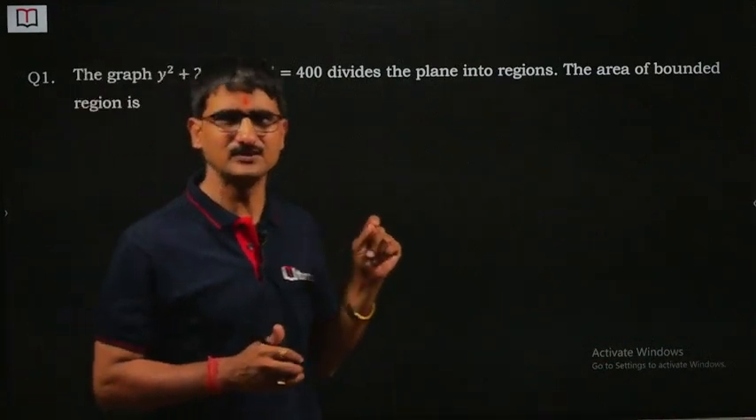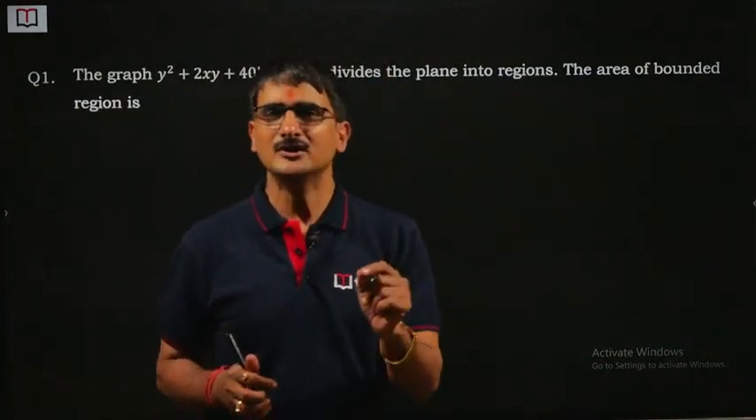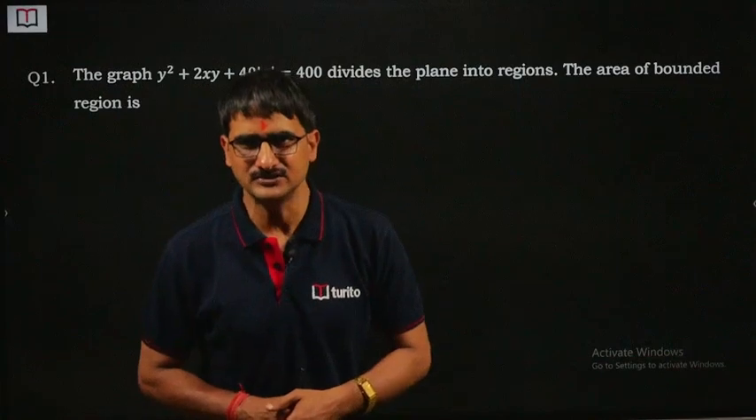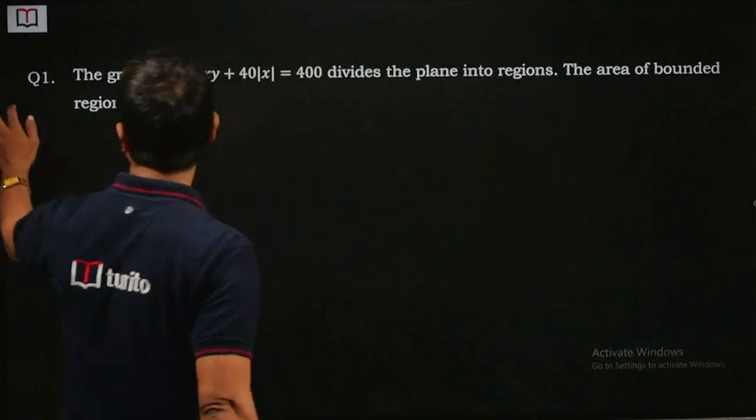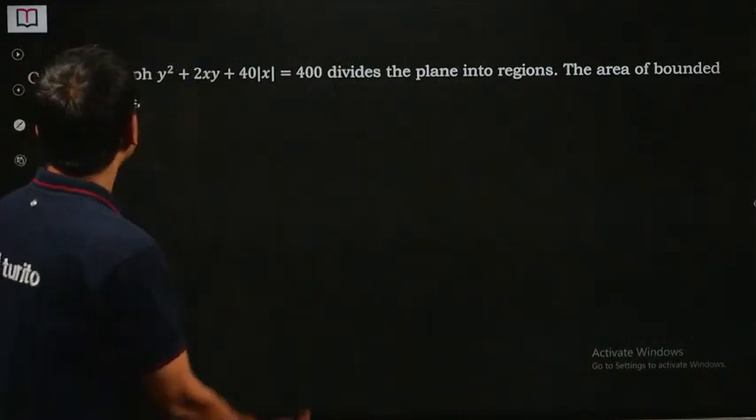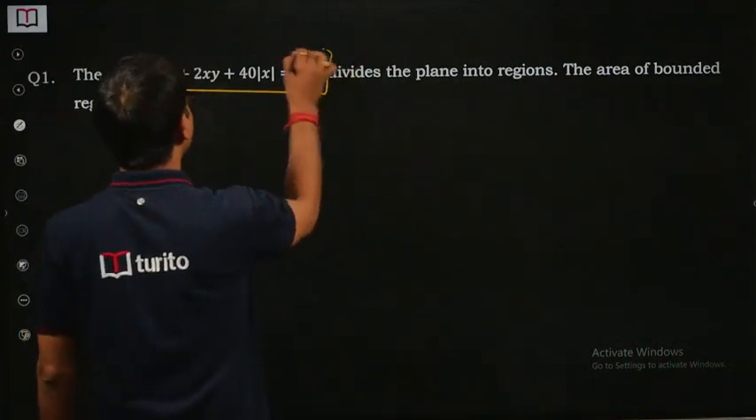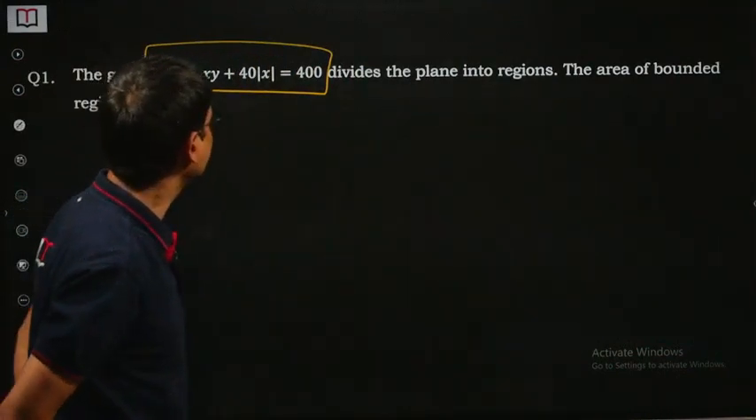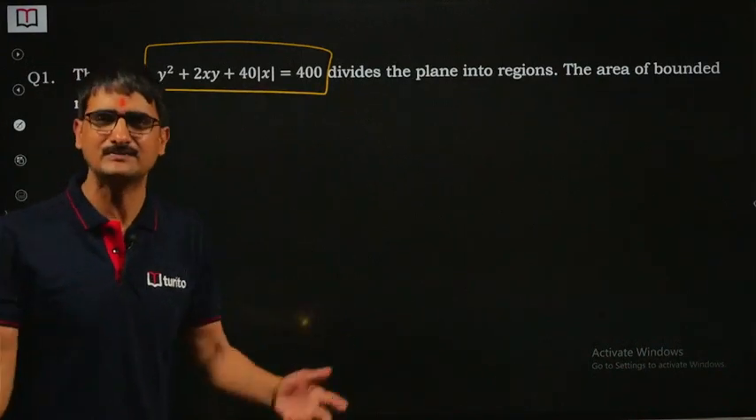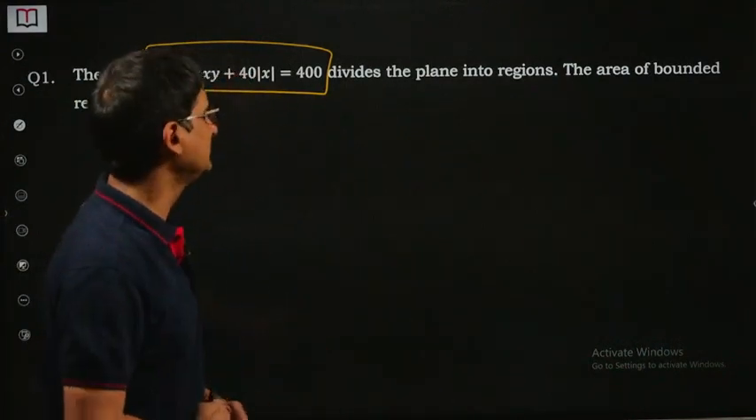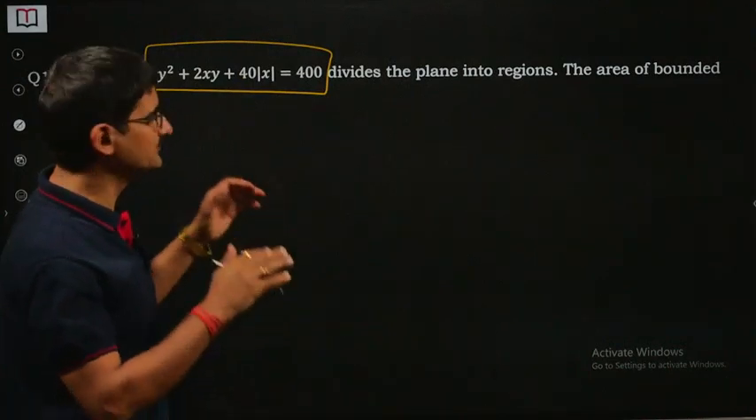I believe you must be solving the questions before watching this video, because only then is it going to be helpful. Let's start. The first question is: the graph of y square plus 2xy plus 40 times mod x is equal to 400 divides the plane into two regions. Of course, which plane? The xy plane. It's a curve on the xy plane only. The area of the bounded region is, so see, that's the question.